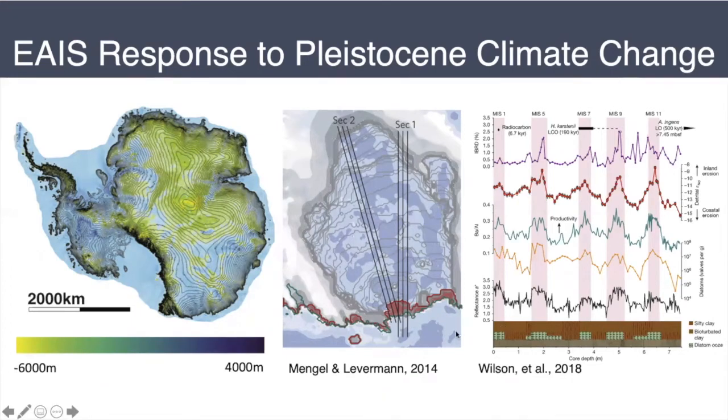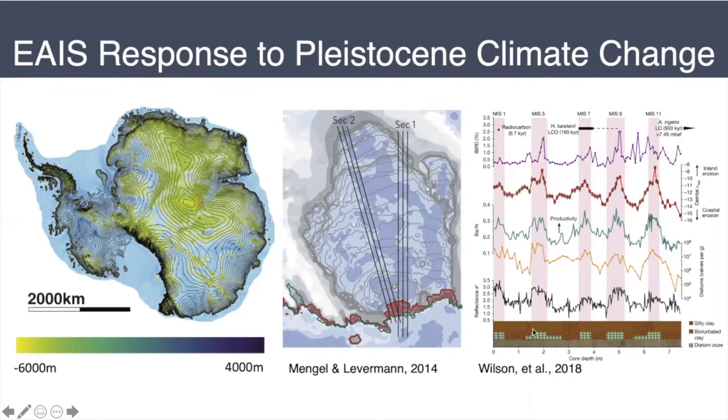So these two figures are from two recent papers. This middle one is from Mengel and Levermann in 2014, and their models show that the ice volume in Wilkes Basin is in large part regulated by the ice near the grounding line, which they show here in red. And that during warming periods, perturbation of this ice near the grounding line could cause runaway ice sheet collapse.